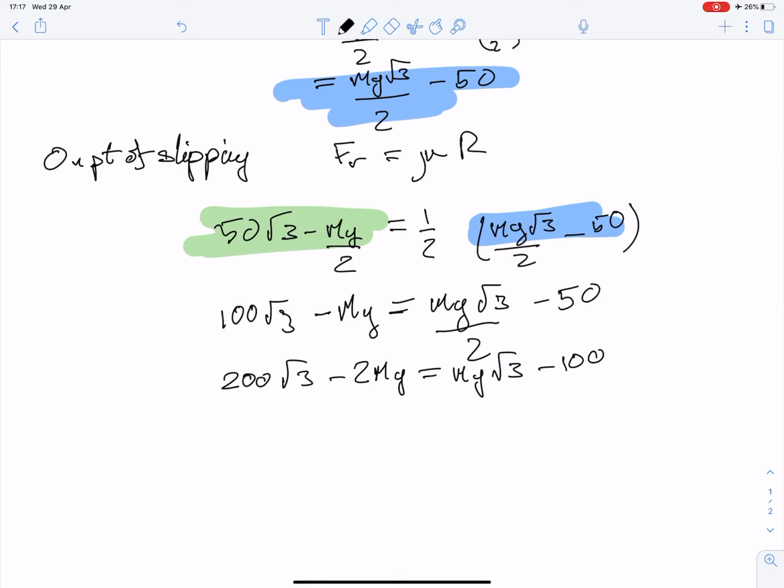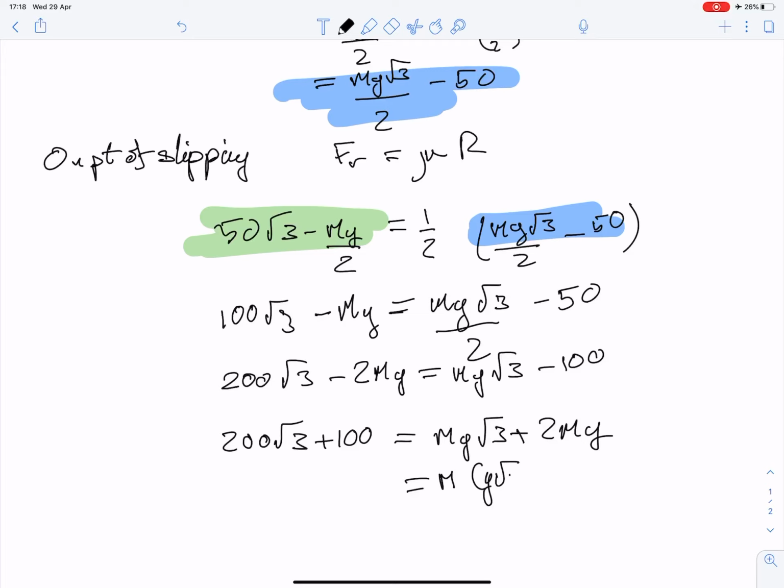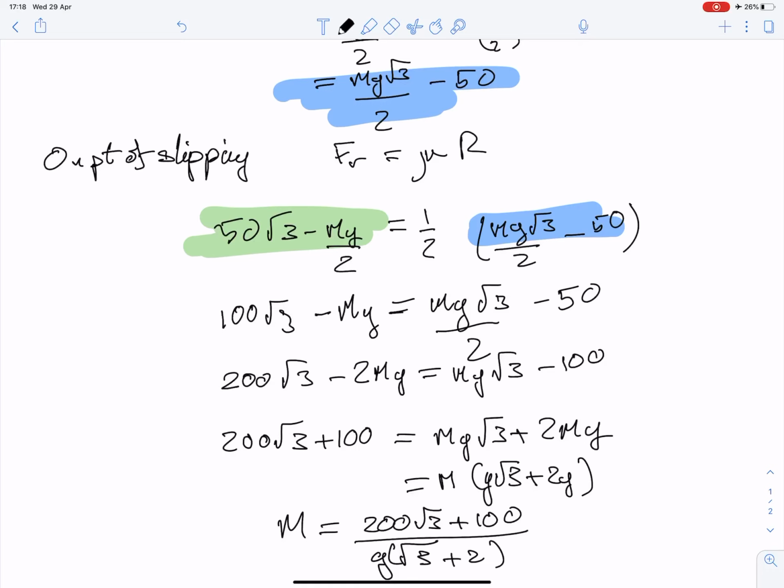Collect the m's to one side, everything else to the other. 200 root 3 plus 100 equals mg root 3 plus 2mg. Take out the m, so we get m g root 3 plus 2g. And then m is equal to 200 root 3 plus 100 all over g times root 3 plus 2.